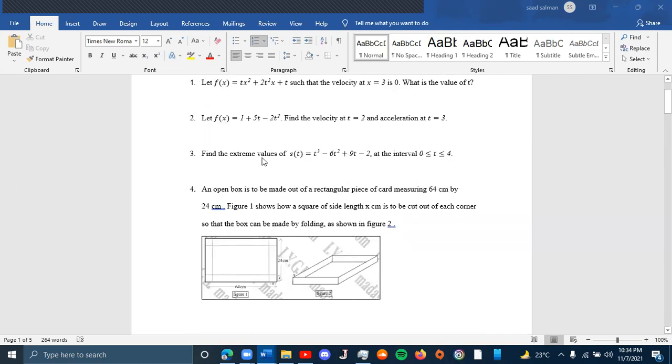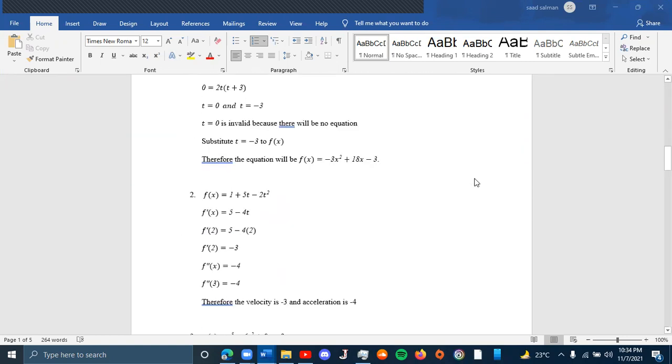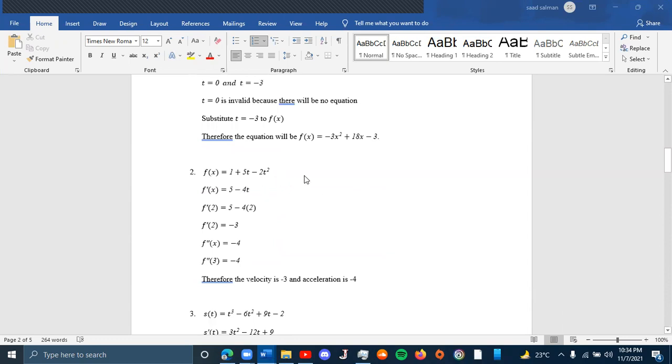Now let's go to question number 2, which is: let f(x) = 1 plus 5t minus 2t squared. Find the velocity at t = 2 and acceleration at t = 3. So for that, we'll solve like this. f(x) = 1 plus 5t minus 2t squared. Sorry, f prime x = 5 minus 4t. So f prime 2 would be put in the middle.